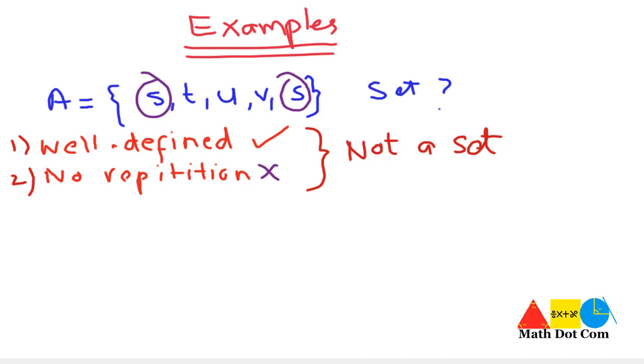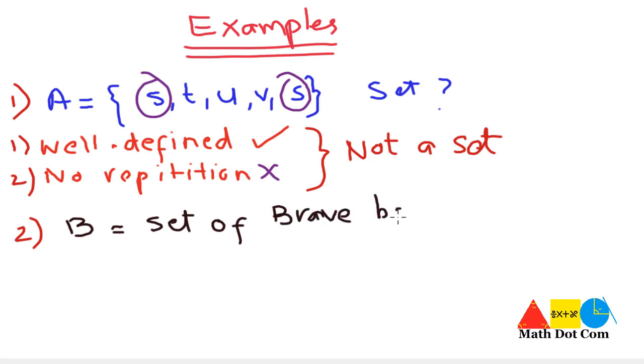Okay, let's take another example. Let's have another example as B is equal to the set of brave boys. Brave boys. Okay, now we will check, is it well defined? Let's see. Okay, no, it is not well defined, as all of the boys are brave boys. So how can you say it is a set in which every element has its own property? As it is not well defined, here we say that this property required for a set to be a set is not met.